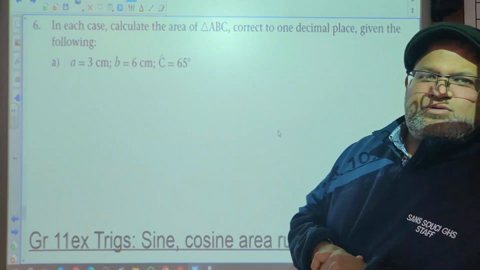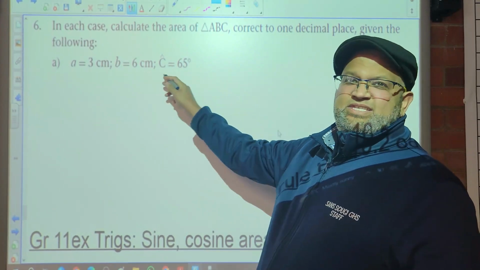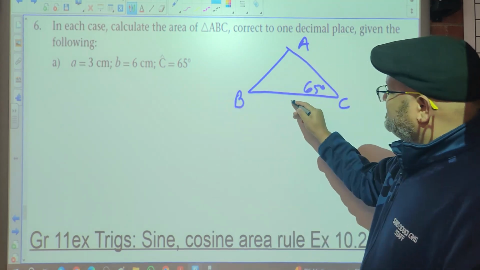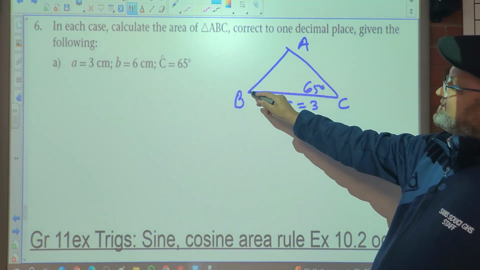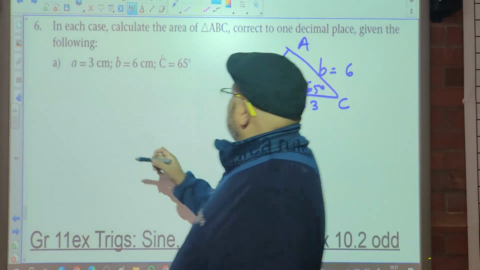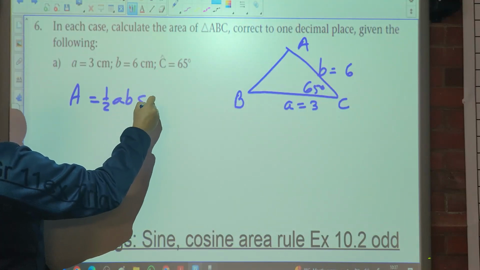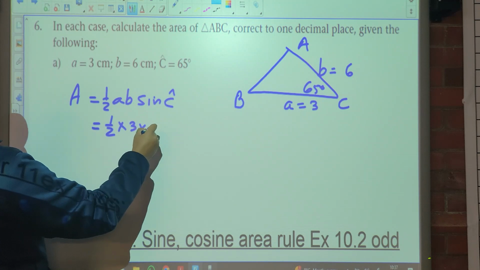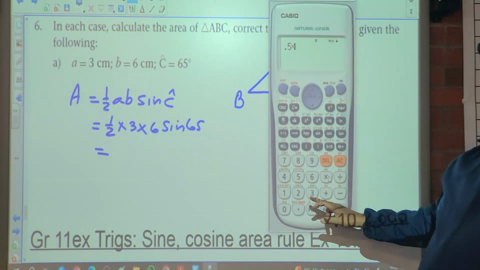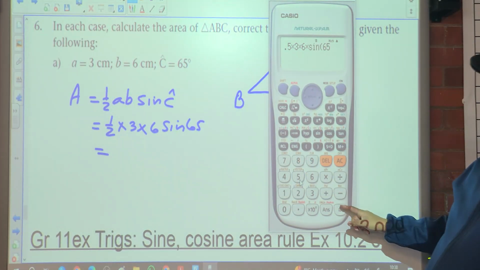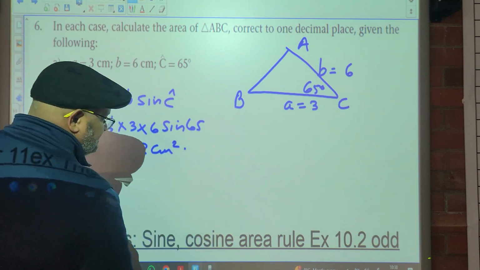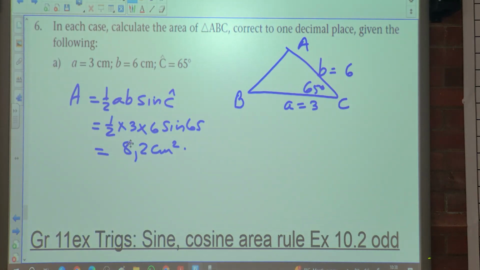So here no triangle is given. So what do I do? I draw. So we know it's going to be triangle ABC, not so. So it's going to be ABC. Angle C 65 degrees. Lowercase a, which is there, is 3. Lowercase b, if that's vertex B, lowercase b is opposite, it's going to give you 6. Do we have two lengths and an included angle? Yes. So we say area is equal to half ab sine C. So we go half. a is 3, b is 6, C is 65. Let's put it in the calculator. 0.5 times 3 times 6 sine of 65. 8.2 centimeters. You guys understand?